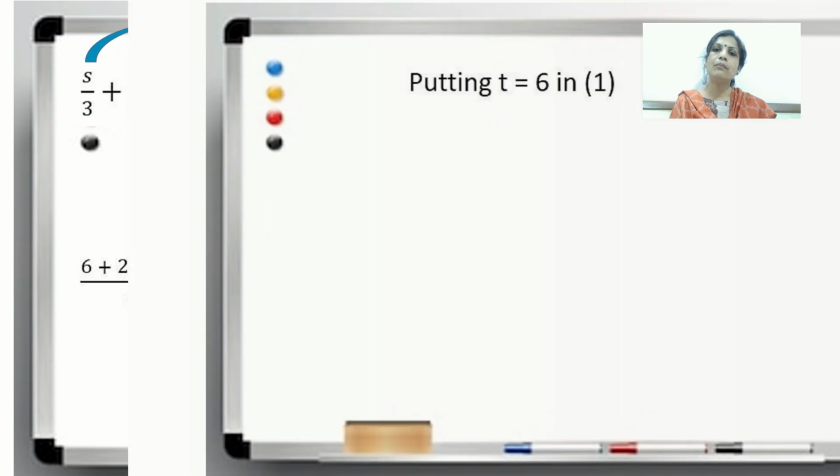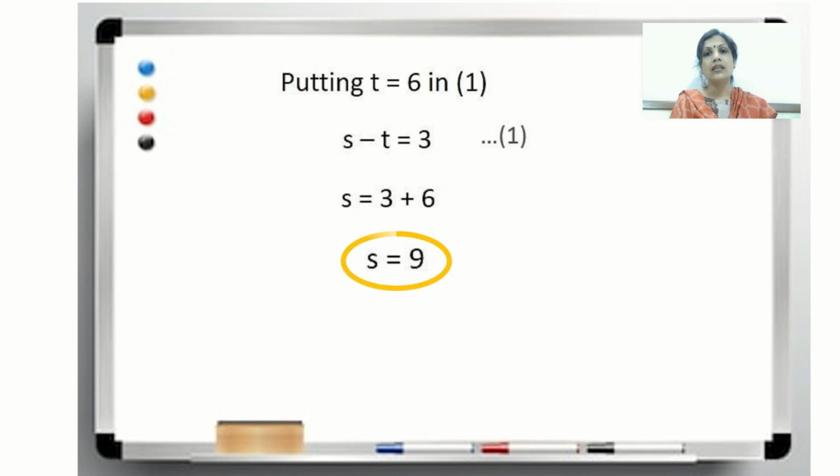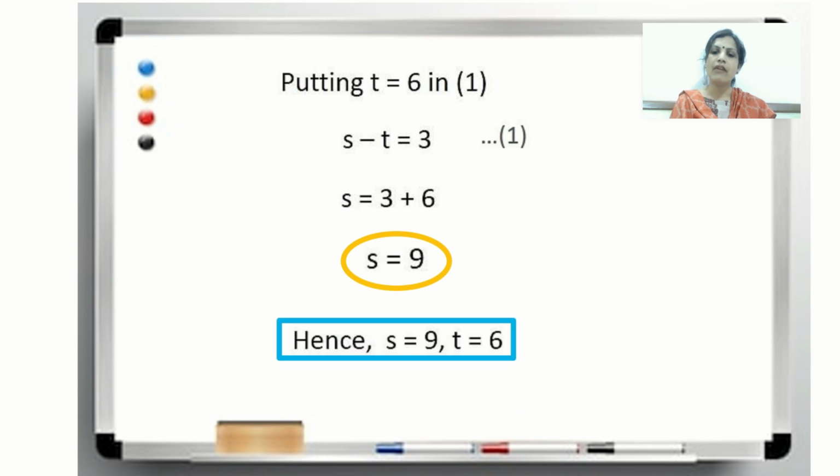So we'll put t is equal to 6 in equation 1. Our equation 1 is s minus t is equal to 3. If we put t is equal to 6 there, we get s is equal to 3 plus 6, and 3 plus 6 is 9. So the value of s is 9. Thus we can find out the value of both the variables in the given pair of linear equations by substitution method. And in our example, we got the value of s as 9 and the value of t as 6.